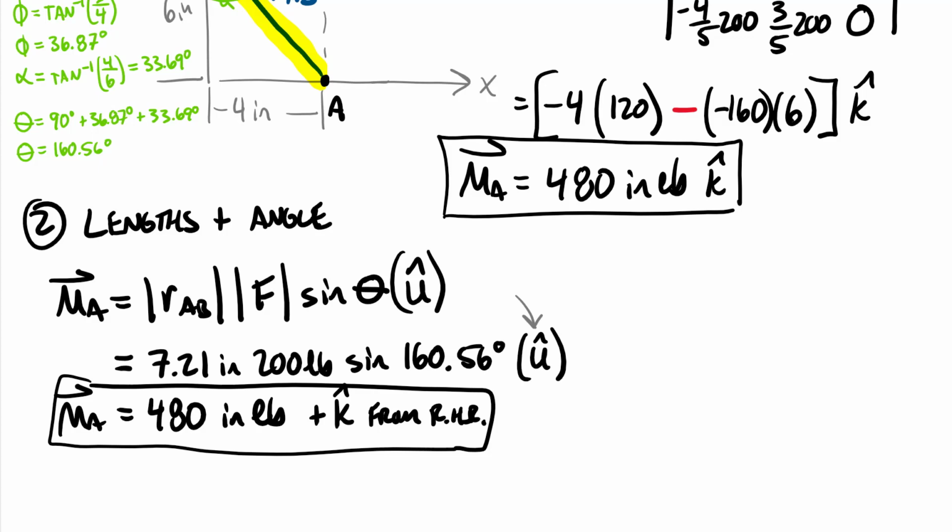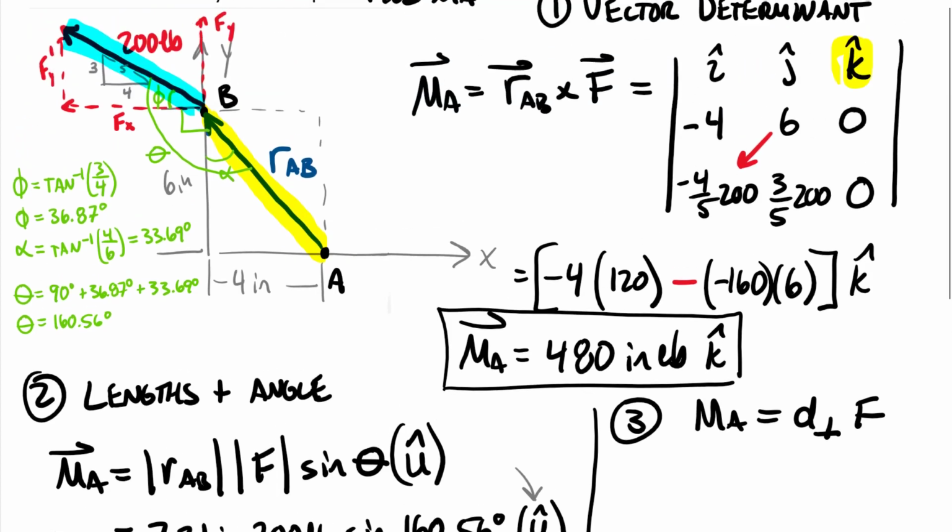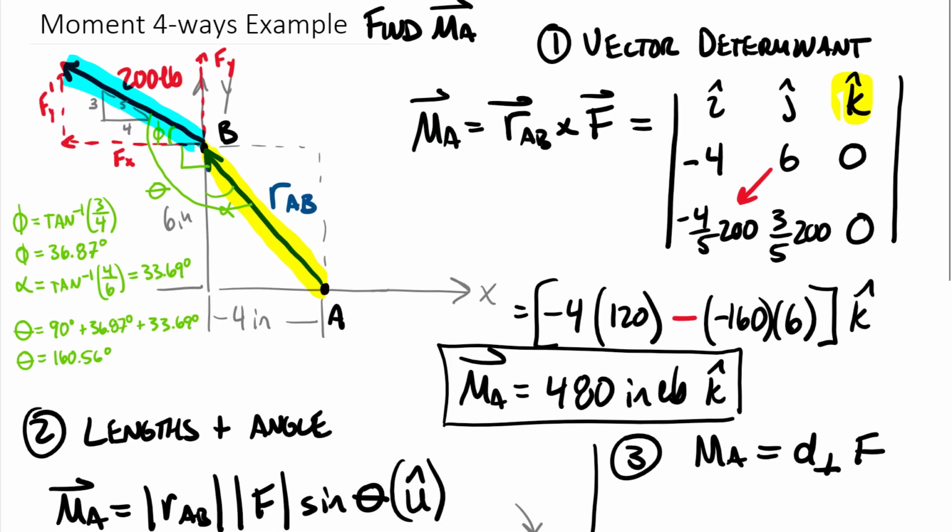Next, let's look at number 3, and 3 is basically finding a perpendicular distance. Now I'm going to sandwich all these in together just to save some room on the page. So number 3 is we want to find a moment about A is equal to d perpendicular times F. So with F, there's no work to do. We know the magnitude of F is 200. d perpendicular is not the easiest thing to find.